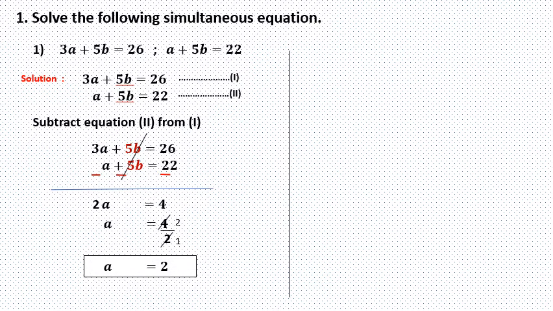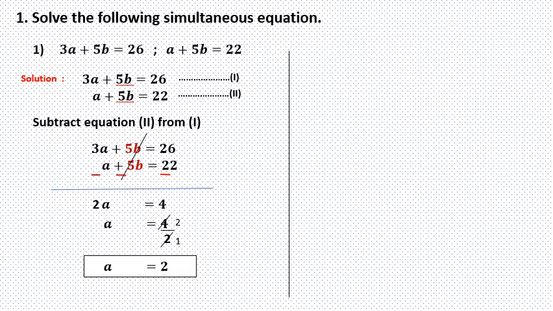Now we got the value of one variable. We have reached up to step number 3. What will you do after getting the value of one variable? There are two variables in the equation, a and b. We got the value of one variable, a. Now we have to find the value of the second variable, that is b.